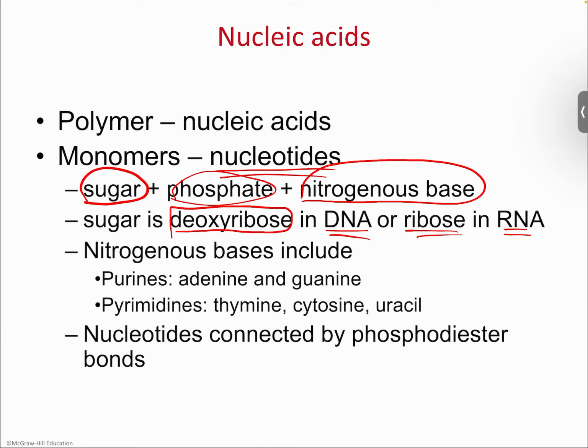Now, in the bases, these nitrogenous bases, what we have here are basically 4 different types of bases, and they're grouped into 2 major families. The first family is what's called the purines, and they compose 2 bases called adenine and guanine, A and G. Those are the 2 purines. These are basically double ring structures.